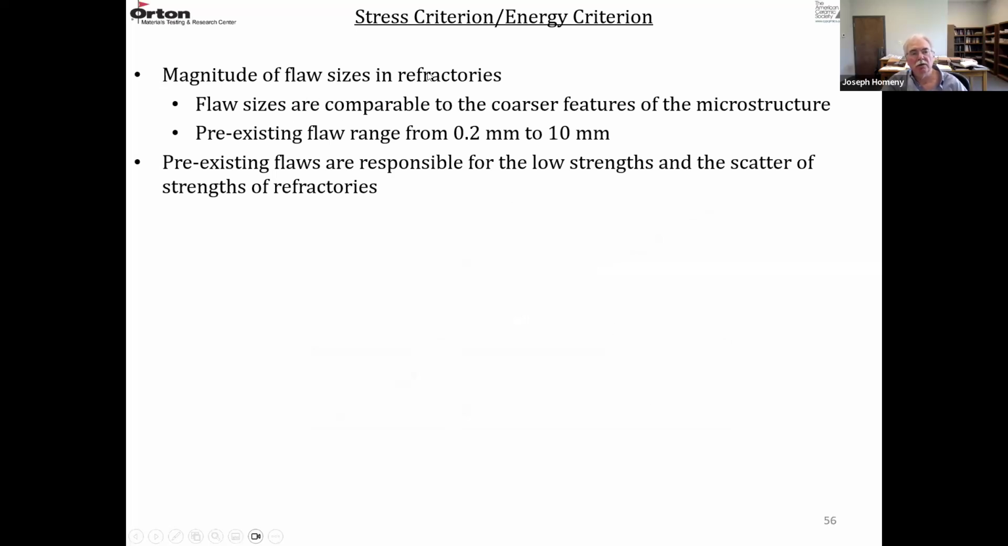So the magnitude of flaw sizes in refractories, well, flaw sizes are comparable to the coarser features in the microstructure. And because of the thermal mismatch between coarse aggregates and fine aggregates, or multiple types of aggregates in the matrix, the coarser features tend to be the flaw sizes. So they range from maybe 0.2 millimeters to 10 millimeters. So these are the pre-existing flaws in refractories. They're responsible for the low strengths. And when you measure strengths of refractories, you'll see quite a bit of scatter. That's because of the variability in the flaw sizes.